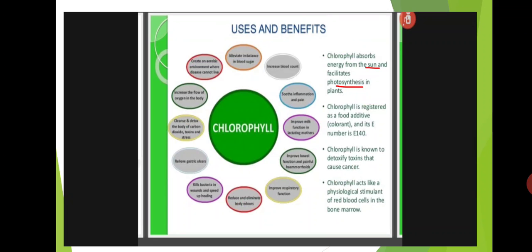Next, uses and benefits of chlorophyll. Chlorophyll absorbs energy from the sun and facilitates photosynthesis in plants. Chlorophyll is registered as a food additive and its E number is E140. Chlorophyll is known to detoxify toxins that cause cancer. Chlorophyll acts like a physiological stimulant of red blood cells in the bone marrow.